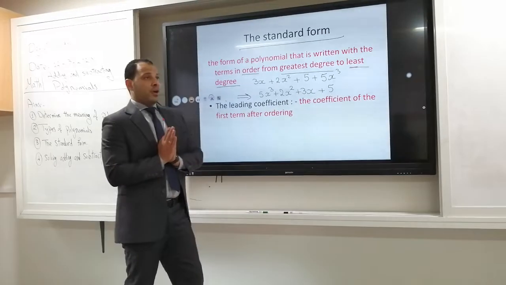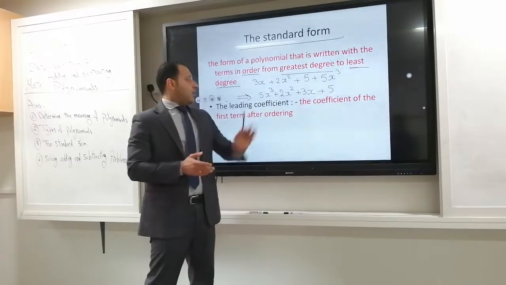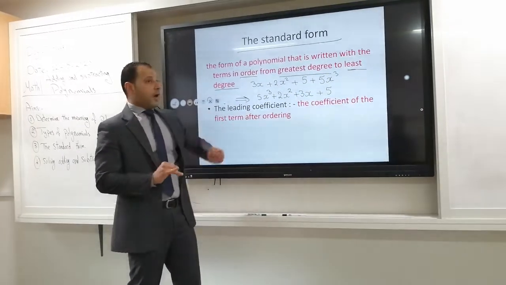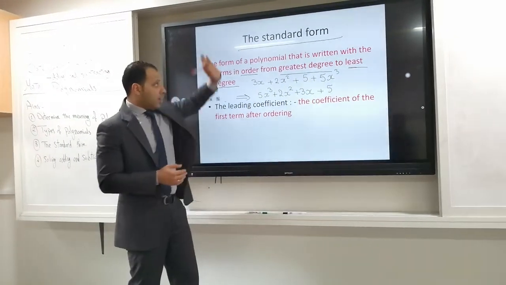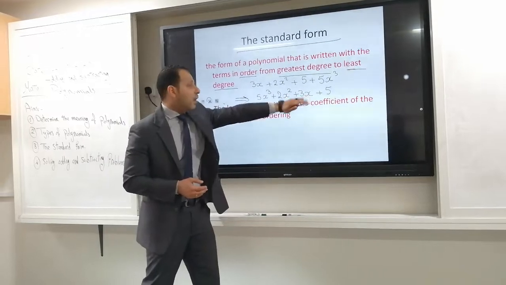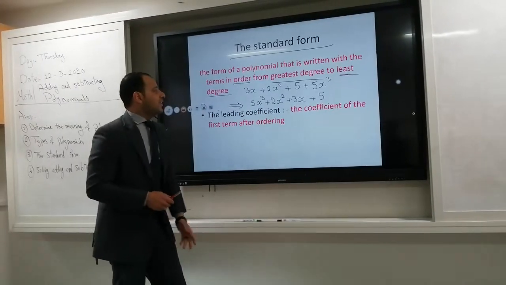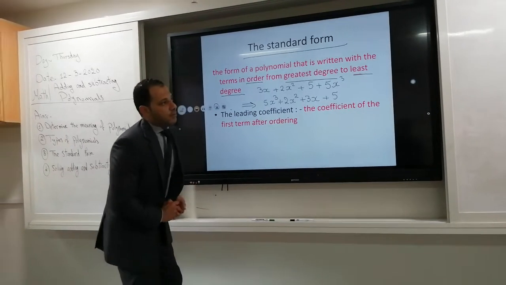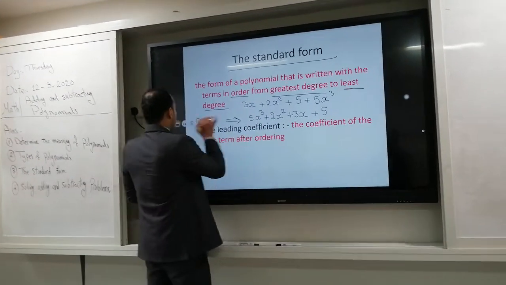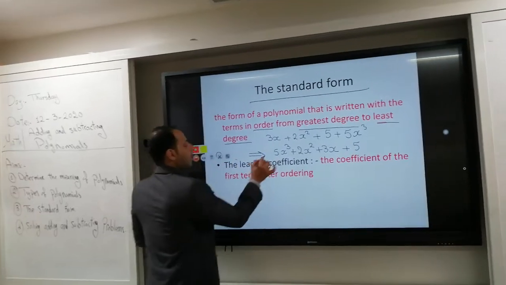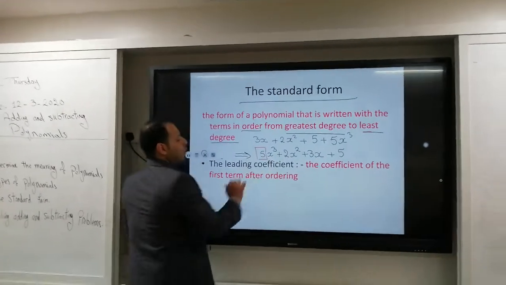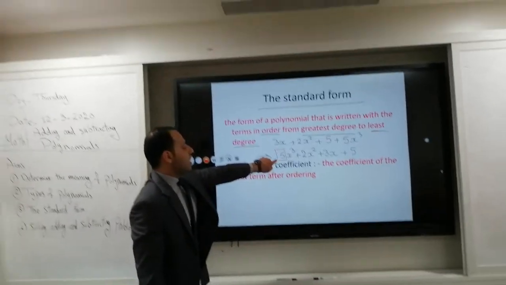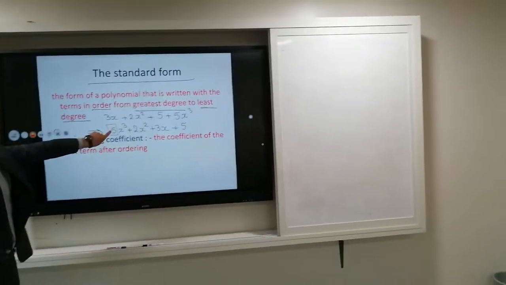Now, I order the terms. I have 4 terms, I order them. After you make the order, you have the standard form now. The leading coefficient is the coefficient of the first term. Coefficient means a number. So this is my leading coefficient, which is what? 5. So the leading coefficient here is 5.